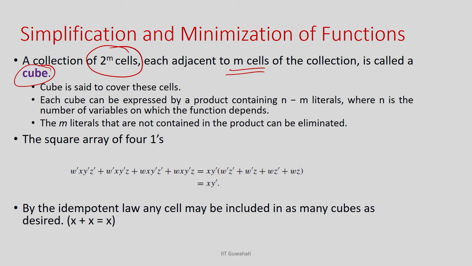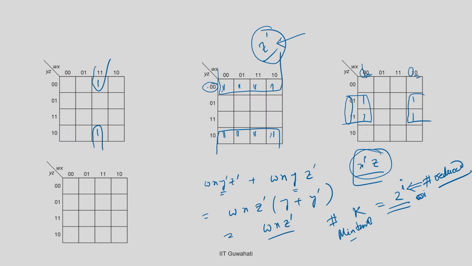So when m is equal to 1, it is 2 to the power 1, which means 2 cells. In this example, if I have 2 cells like this and this, they are 2 adjacent cells that I have already told you about. So this is where I am combining 2 to the power 1, and they differ by a single variable. The m is 1 here. If I write these terms, they are w x y bar z bar, and w x bar y z bar. So the difference is in y.